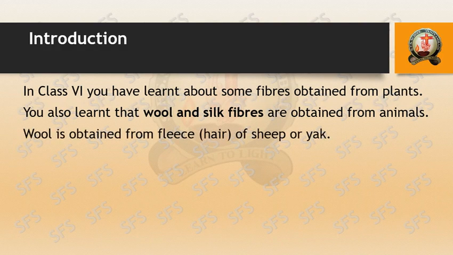Now from where is wool obtained? Wool is obtained from fleece. Fleece is nothing but the hair present on their body. So the fleece of sheep or yak. What is a sheep? Sheep is a normal sheep which you see everywhere. Yak is also a breed of sheep which is taller and gigantic compared to a normal sheep. It is only available in certain parts of the world, not everywhere.